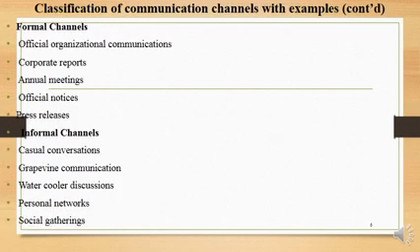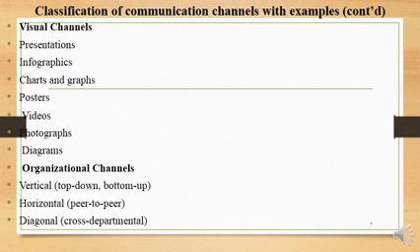We have the formal channel. Examples are official organizational communications, corporate reports, annual meetings, official notices, and press releases. The informal channels are casual conversation, one-on-one conversation with our friends, our classmates, our family members, grapevine communication, water cooler discussion, personal networks, and social gatherings in churches, mosques, and camps.